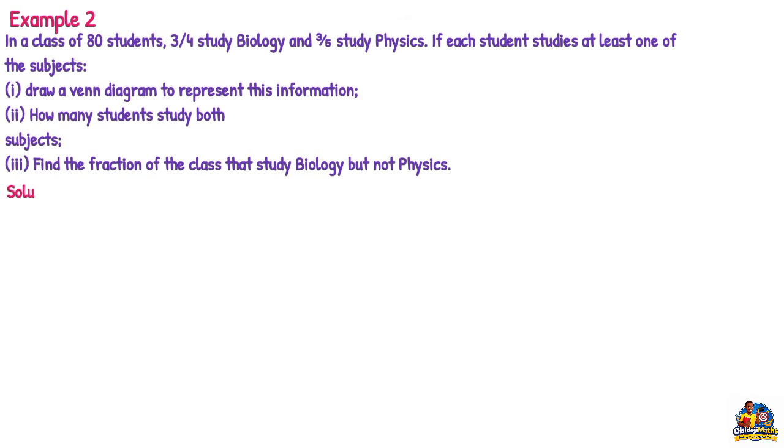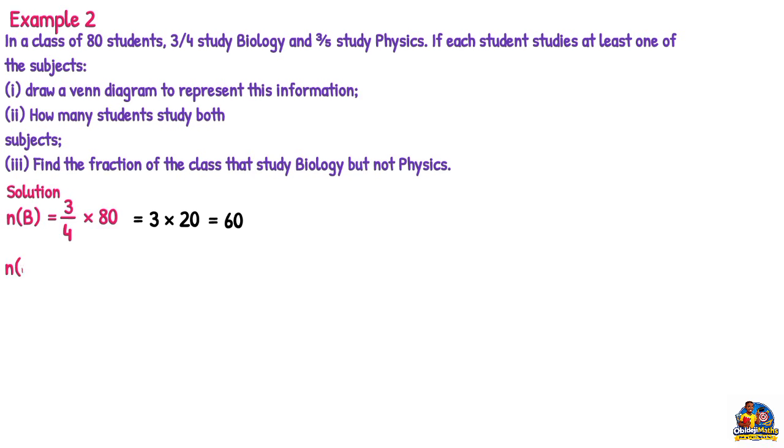Now, let us solve it. Don't forget that it is only 3/4 that study biology. Let B be biology. So n of B will be what? 3/4 times 80. That is 3/4 of the whole class, 3/4 of the 80 students. That's 3/4 times 80. 4 can go in 80, 20. That's 3 times 20, which will give us 60. Okay, so number of biology is 60.